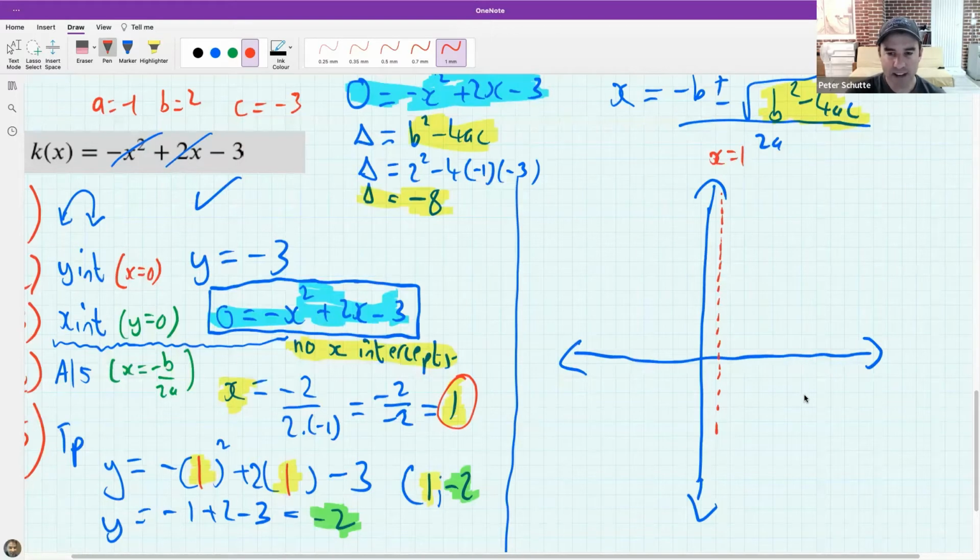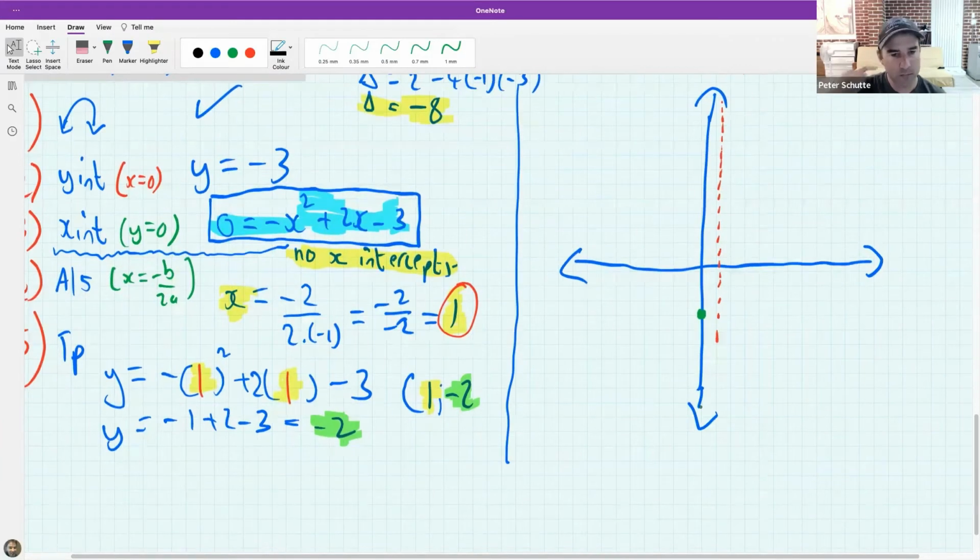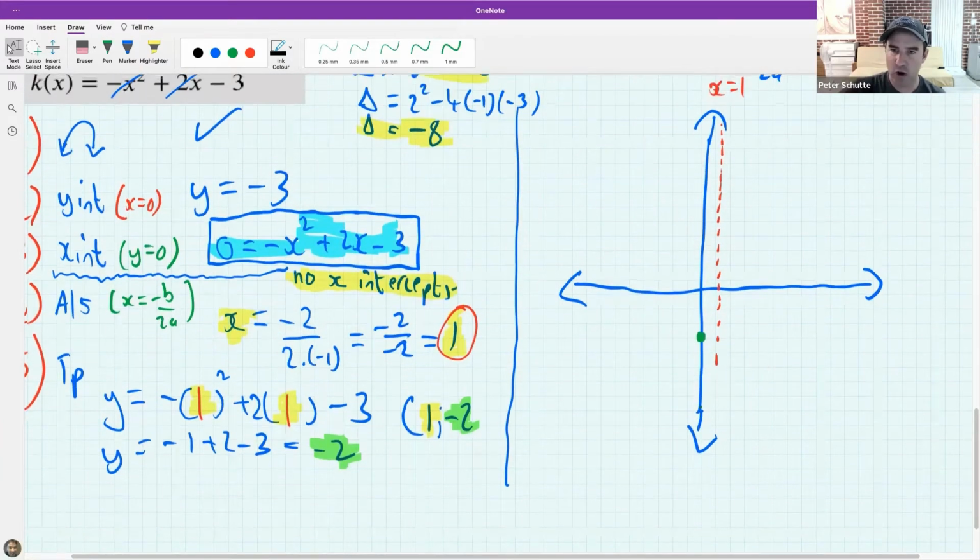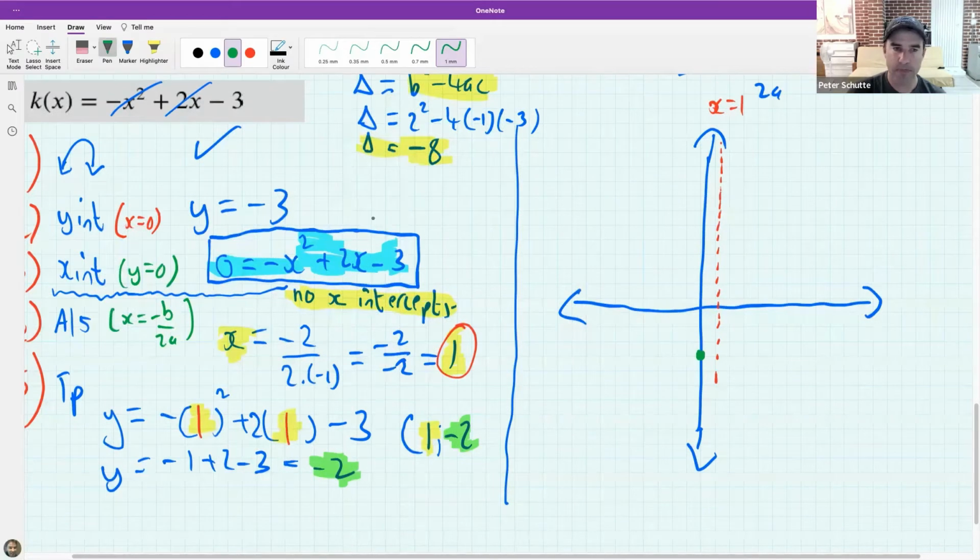Now, we don't have any x-intercepts, but we do have a y-intercept. The y-intercept was at minus 3. 1, 2, 3. So the y-intercept was down here. And where was the turning point? The turning point was at (1, minus 2). So where is that? It's going to be here, and it's going to be down, so over there.